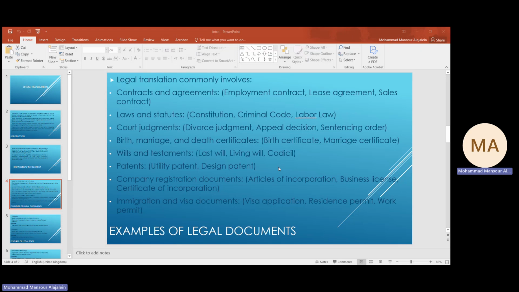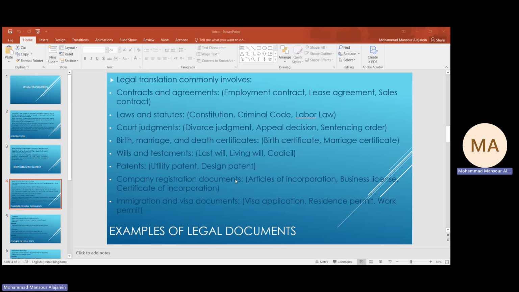So what types of legal documents may you deal with in this course? We have contracts and agreements, like employment contracts, lease agreements, and sales contracts. And also we have laws and statutes like the constitution, criminal code, and labor law. We have also court judgments like divorce judgments, appeal decisions, and sentencing orders.